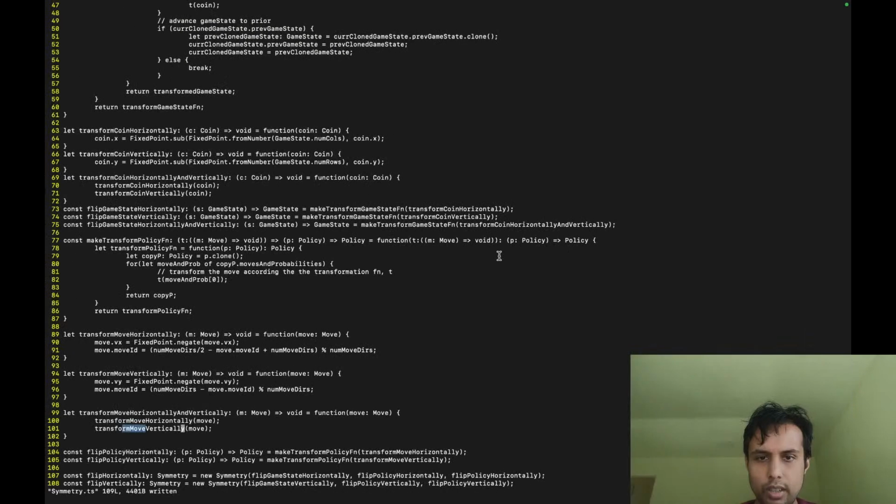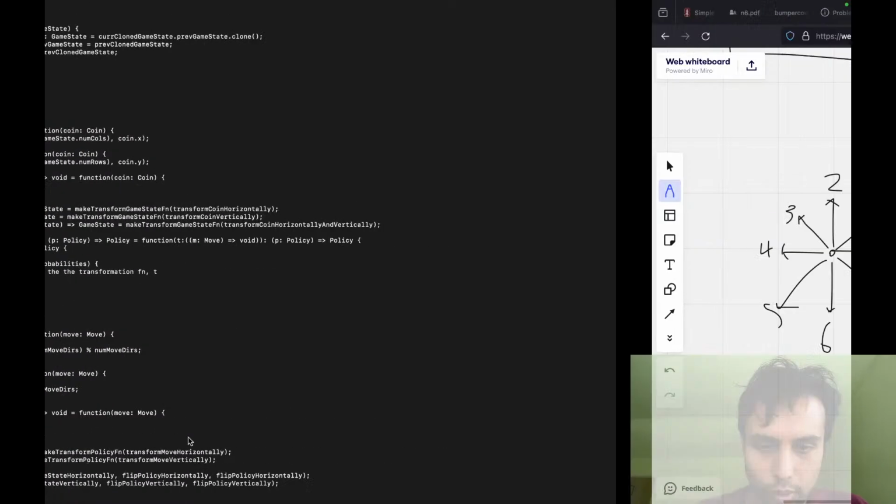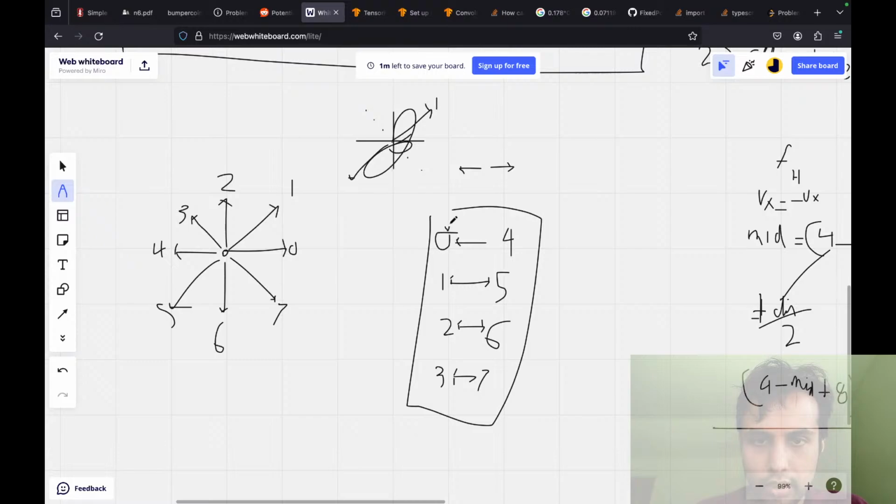Okay, so let's check 0. Does 0 go to 4? We first transform horizontally, then vertically. Let's say the move is 0. So 4 minus 0 is still 4, plus 8 is 12, mod 8 is 4. So after doing this, the move ID from 0 is 4. Now we transform vertically on 4. Number of moves 8 minus 4 is still 4, mod 8 is 4. So from 0, we've gotten 4. So 0, we've checked.